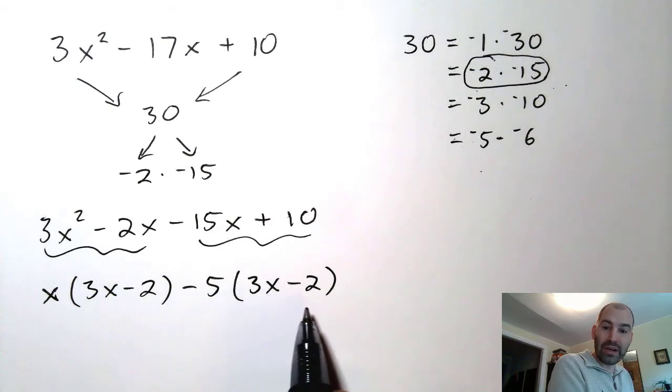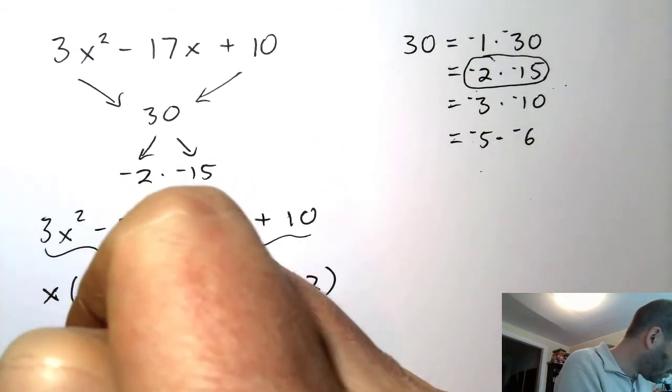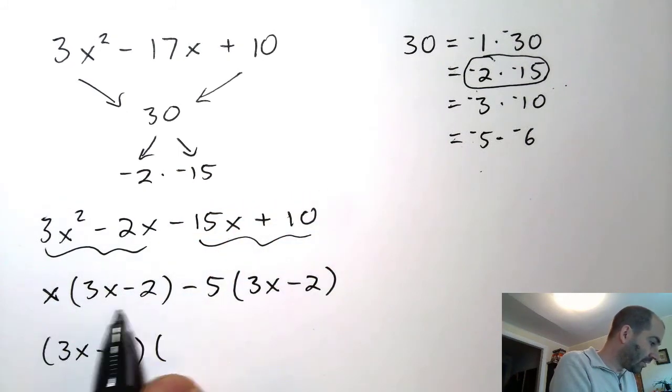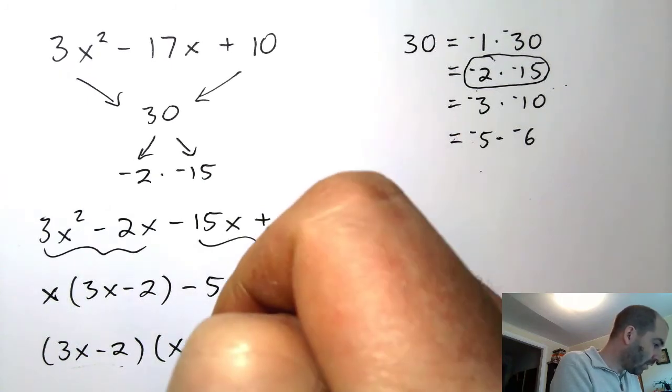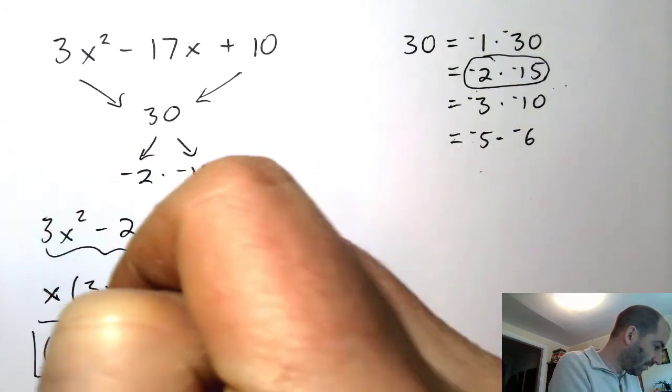Oh, now I'm very happy. These two guys right here happen to be the same. That's fantastic. That means I can factor that out. And what do I multiply this by to get this term? Well, x. What do I multiply this by to get this term? Well, a minus 5. And so there we have the final factorization.